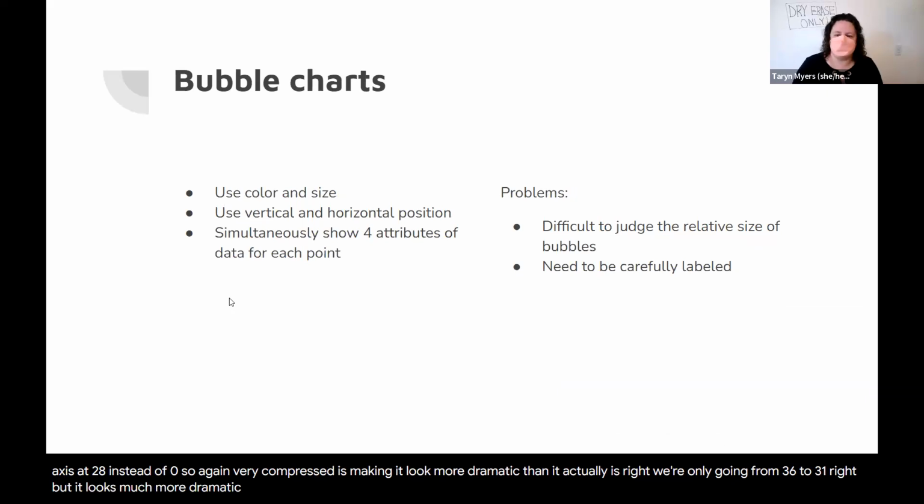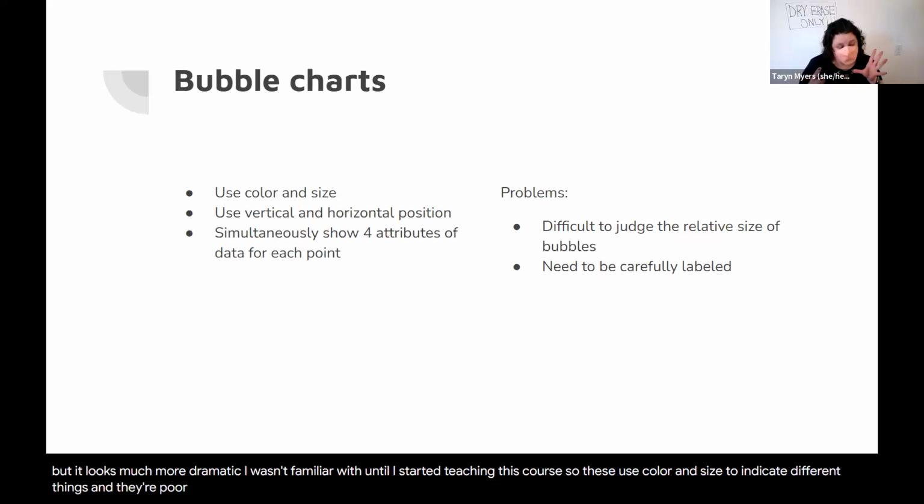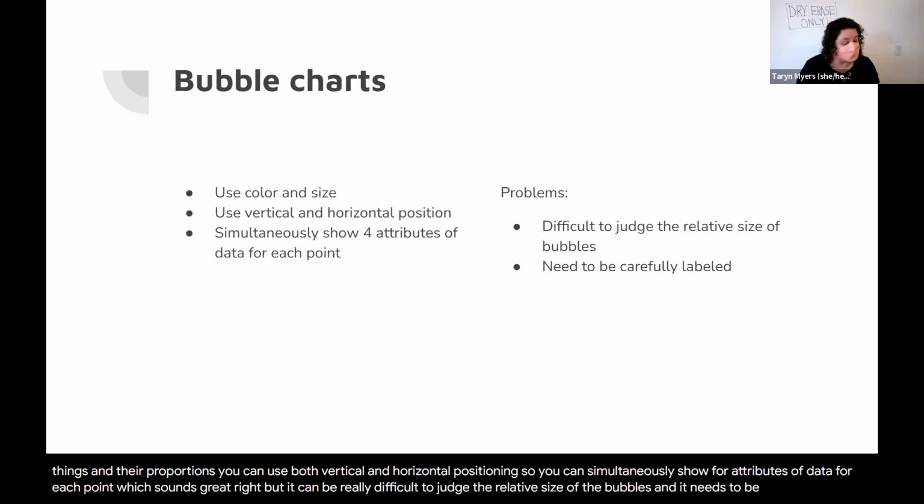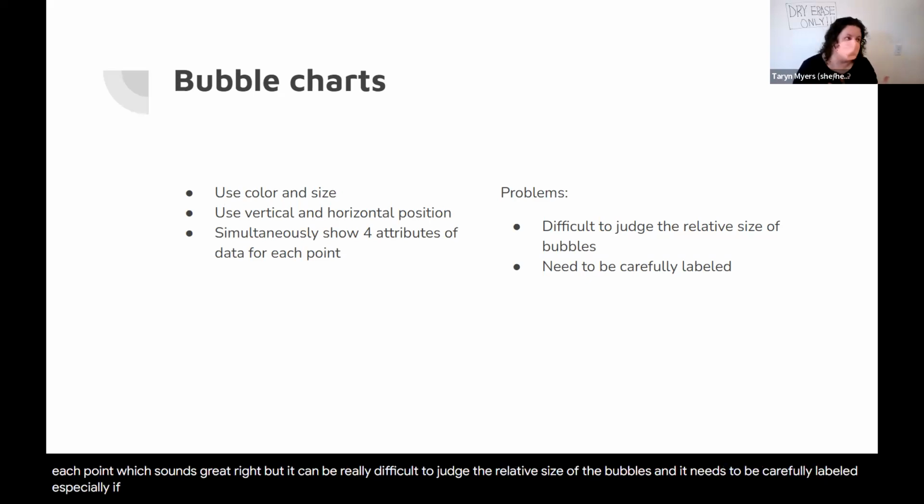Bubble charts. Bubble charts are something that I wasn't familiar with until I started teaching this course. These use color and size to indicate different things and their proportions. You can use both vertical and horizontal positioning, so you can simultaneously show 4 attributes of data for each point, which sounds great, right? But it can be really difficult to judge the relative size of the bubbles, and it needs to be carefully labeled, especially if you're making your bubbles small. It can be really hard to read.